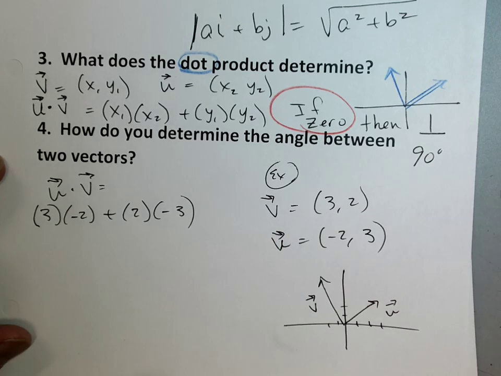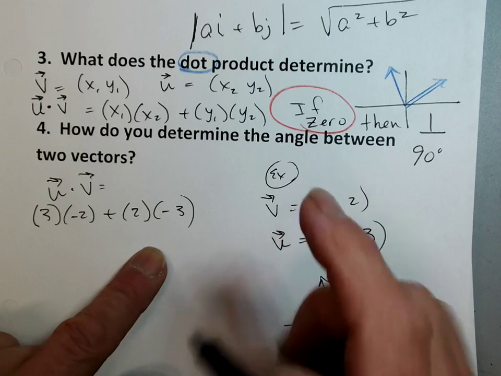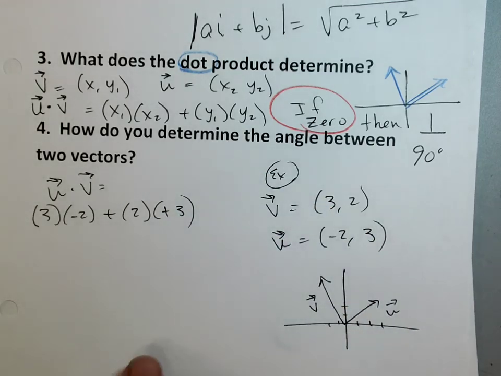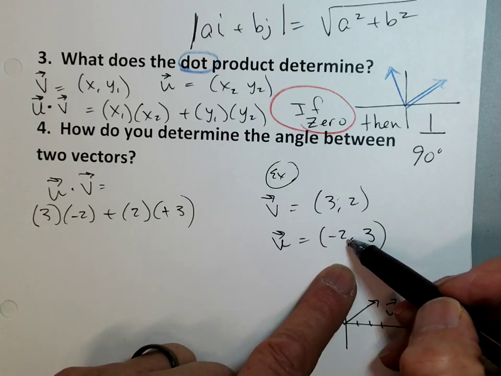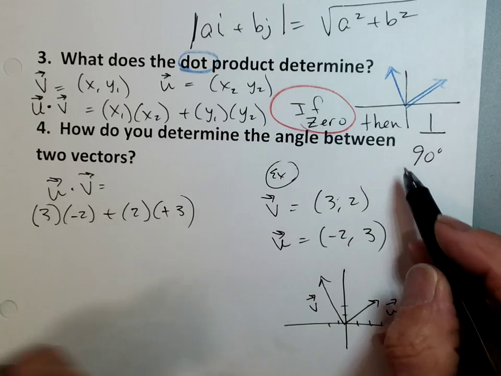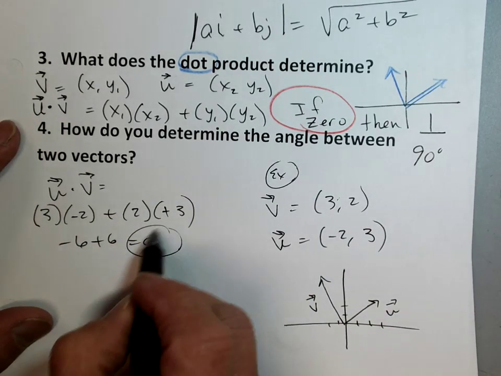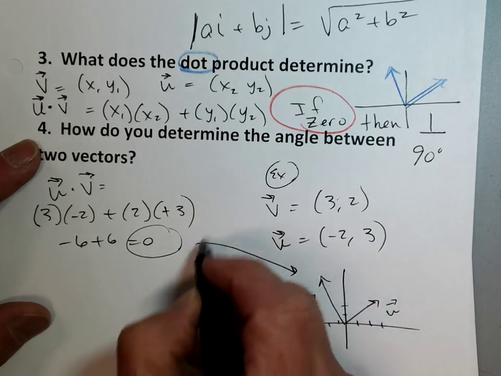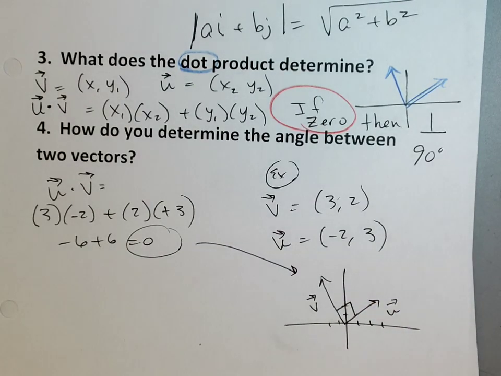Oh, gosh. Nope, yeah, that's positive. Hold on, I made a mistake. Oh, 2 times +3. I did make a mistake because it had to come out 0. x1, x2 plus y1, y2, and so I get a -6 plus 6 equals 0. Now, if the dot product is 0, then we know that they are perpendicular. So that's 90. And if it's not 0, what does it tell us? It's not 90.